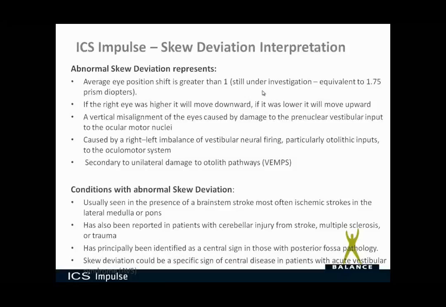Now, what conditions would give you an abnormal skew deviation? Well, it's usually seen in the presence of a brainstem stroke, most often ischemic strokes in the lateral medulla or pons. It has also been reported in patients with cerebellar injury from stroke, multiple sclerosis, or trauma. It has principally been identified as a central sign in those with posterior fossa pathology, and skew deviation could be a specific sign of central disease in patients with acute vestibular syndrome, or AVS. So there's been a lot of research looking at peripheral versus central brainstem disorders using skew deviation.